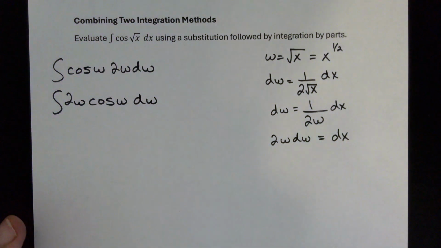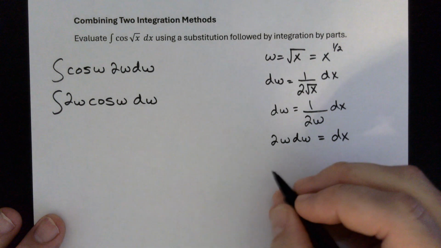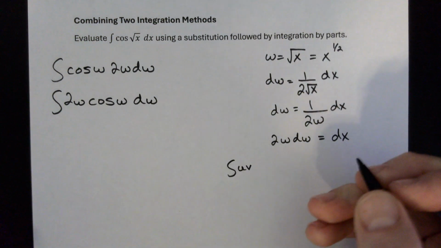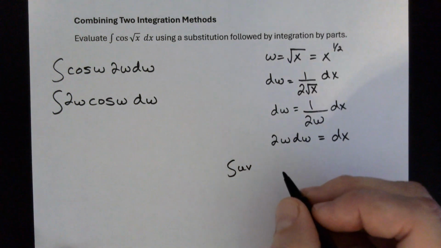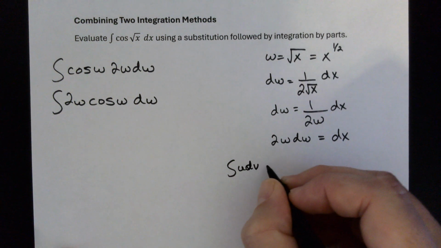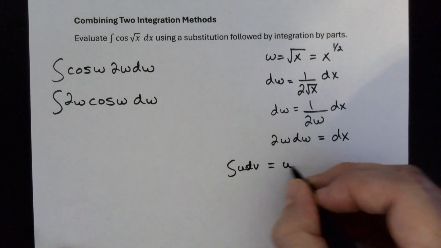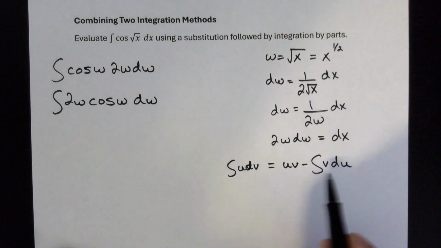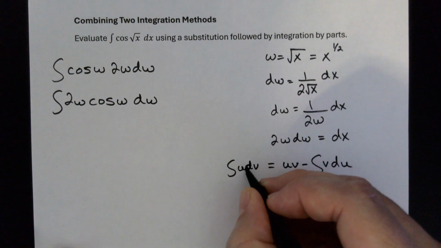Okay, so we're going to use integration by parts. Let me remind you of what that is. Integration by parts says if you have the integral of u dv, you can split it up into parts. That one's going to be equal to uv minus the integral of v du. So this is integration by parts. Excuse my little mistake here.